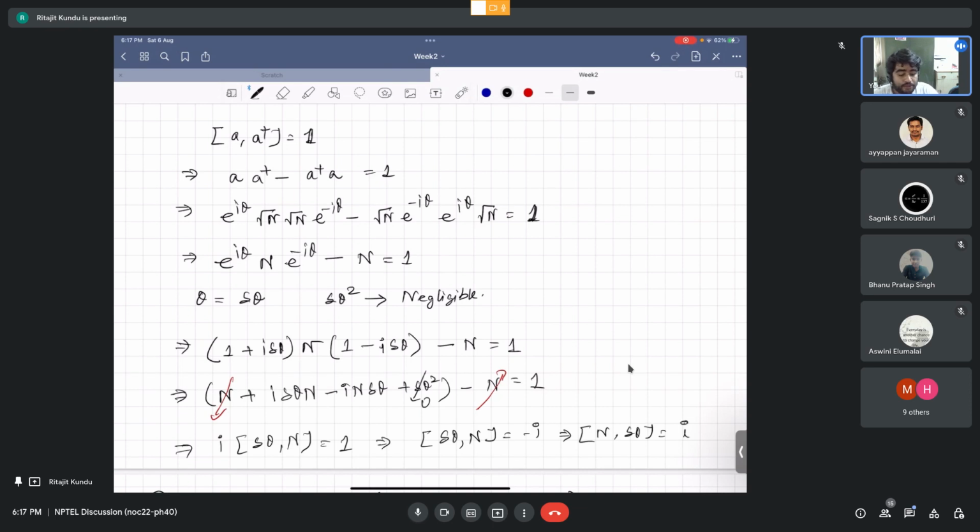Now you can ask me, I am doing this for a very small theta, so how do I ensure it for a general theta? You can show it for a general theta, and what you will get is that the commutator of n and theta is nothing but identity. Because this is an operator equation, it will hold for any powers of theta. You can try to prove that; I'll be doing only up to here. So this is what gives you the commutation relation. Okay, so is this okay?